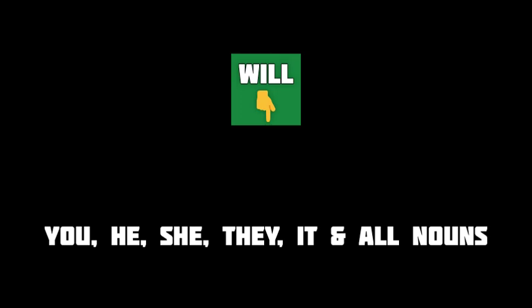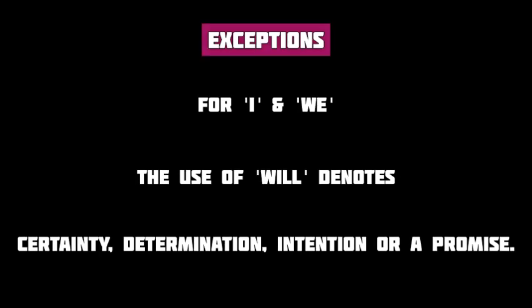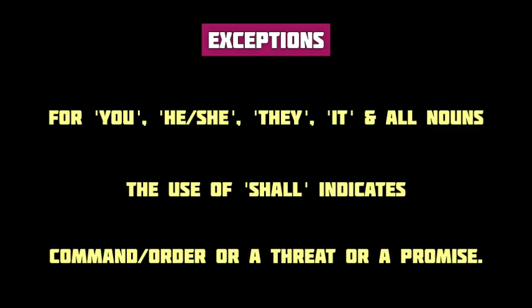That is, if the subject is you, he, she, it, they or any noun, we generally use the helping verb will. However, if will is used for the first person pronouns I or we, it expresses certainty, determination, intention or a promise. So these are the special uses of will for I and we. In modern English, however, the use of shall is very uncommon. But remember, for second person and third person pronouns and all nouns, shall has some special uses.